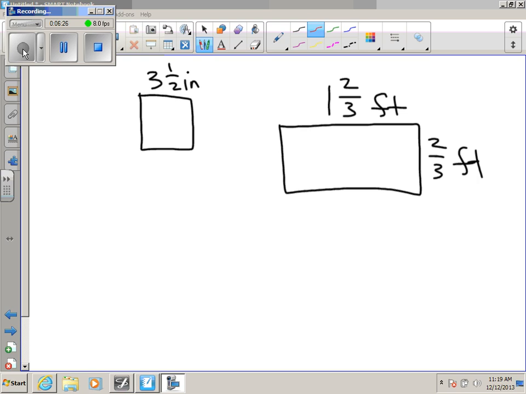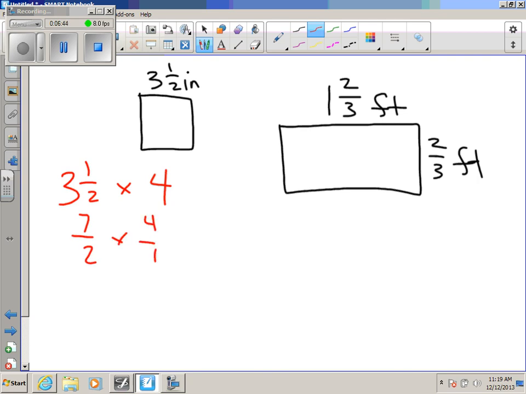I can either add all sides or I can multiply by 4. What do we do, Desriana? Okay, so if we do that, I just have to make sure, since I'm multiplying with fractions, that everything is in fraction form. So 7 over 2 times 4 over 1 equals 14 inches.